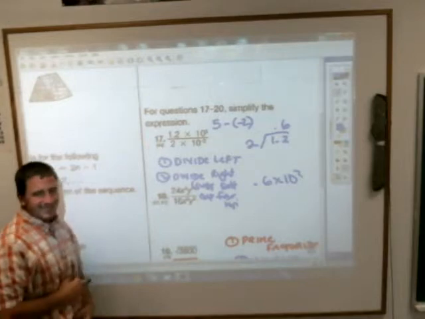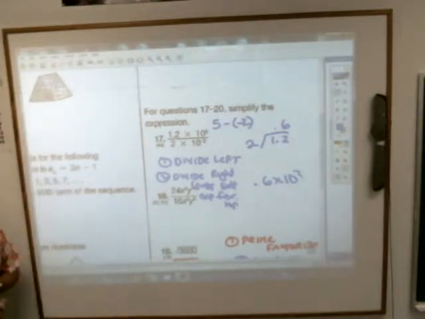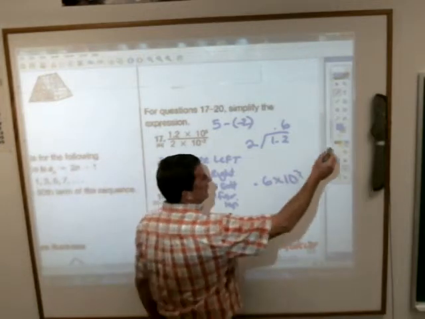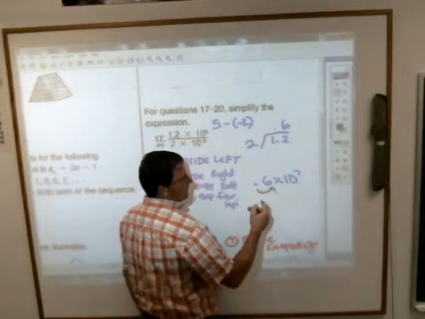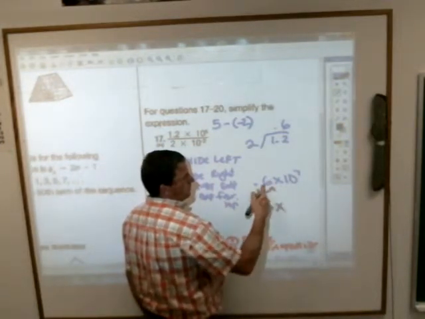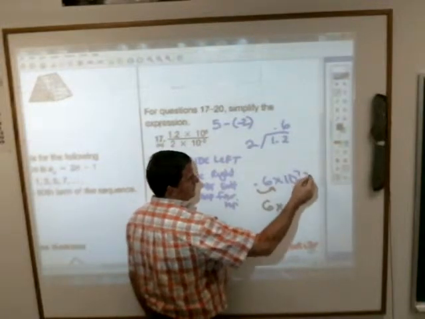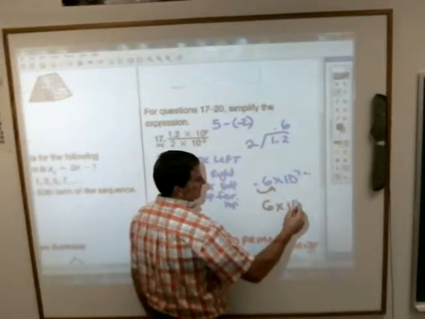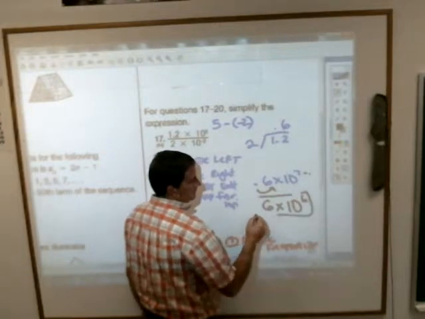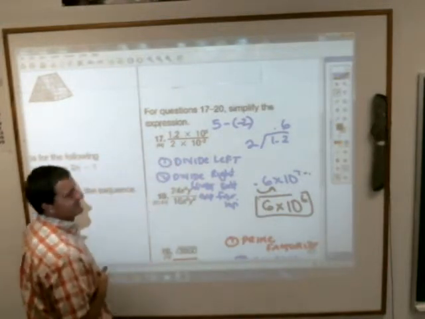Now, unfortunately, that's not my answer because it's not in scientific notation. I have to simplify that, move that decimal over. I made this one bigger, so I have to make this one smaller. So it's 6 times 10 to the 6th power.